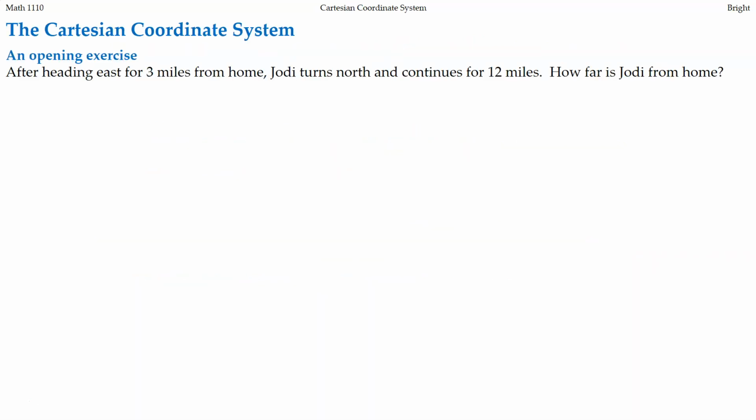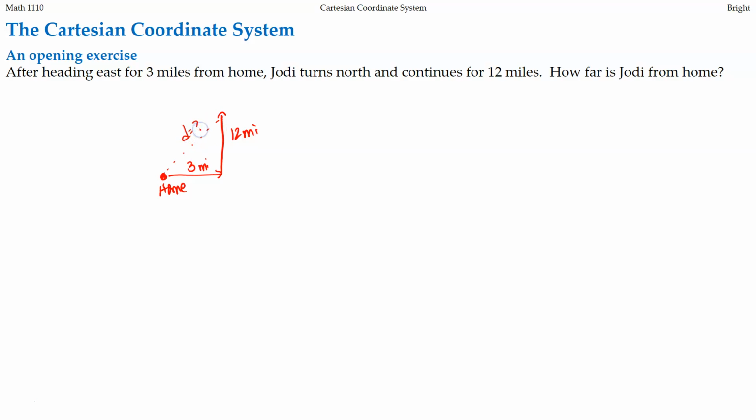So just as an opening exercise, I want you to look at this and see what you can do with it. Okay, so Jody travels from home a certain distance, and so it's likely that when you started this problem, you maybe said, okay, well, here is home, and then from home, Jody heads 3 miles east, and then turns north and heads up 12 miles.